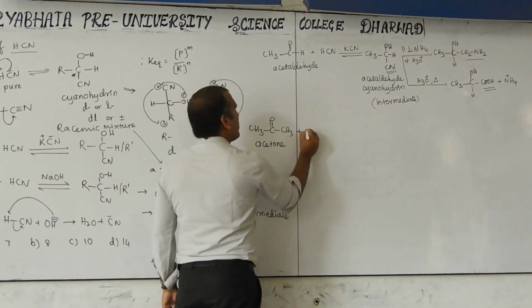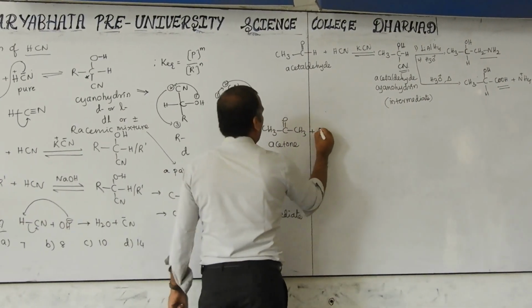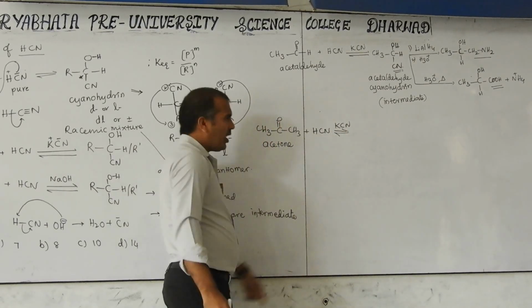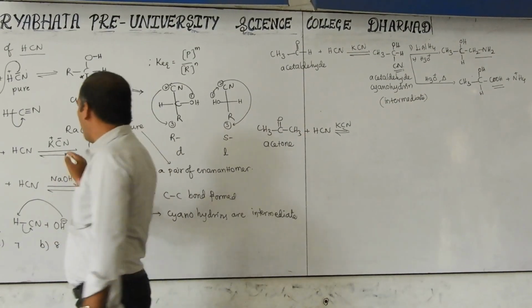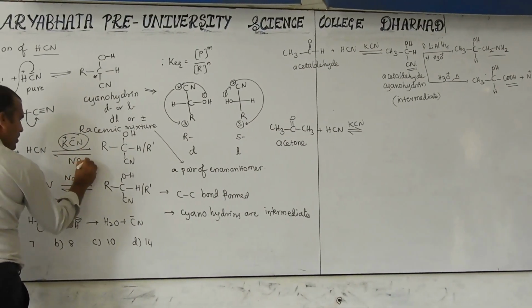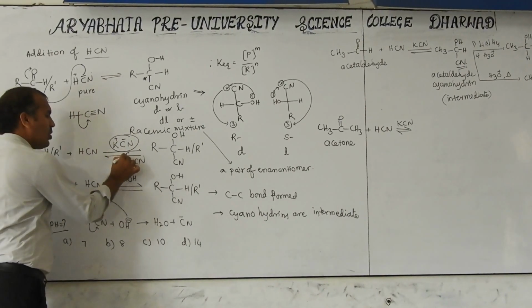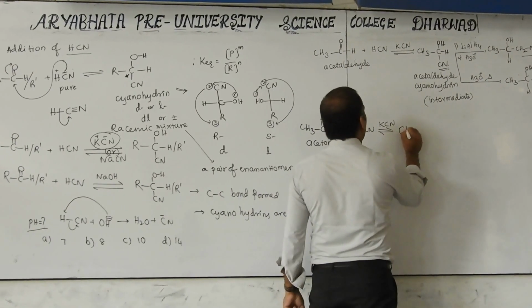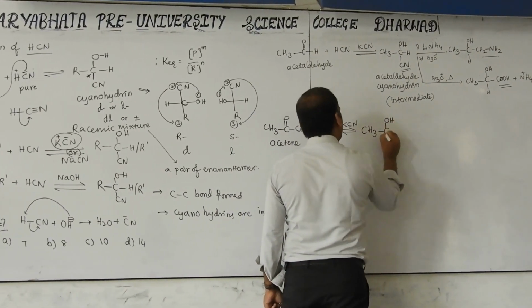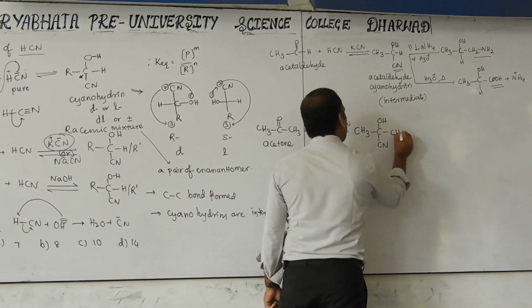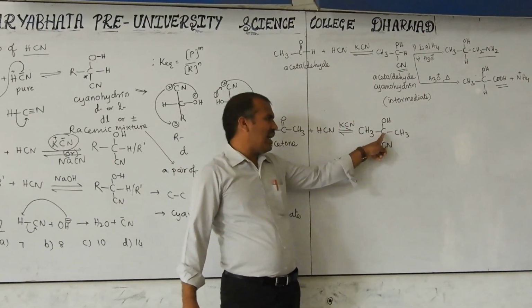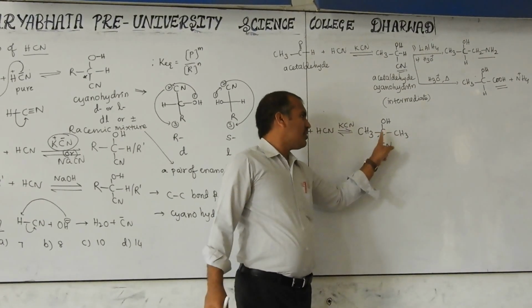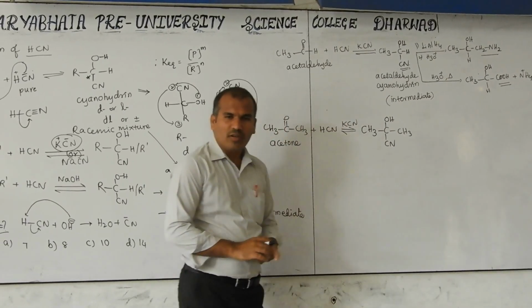that is acetone, reacting with HCN and KCN mixture, I am taking now. You can take NaCN also, no problem. When you take KCN or NaCN, take anyone, don't take both. Then we will get CH3, C, OH, cyanide and CH3. Now, this is not a chiral carbon. Chiral carbon means what? All groups should be different. Here CH3 is the same, so it is achiral. It does not form optical isomers.